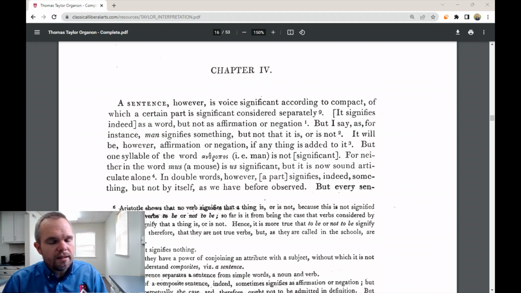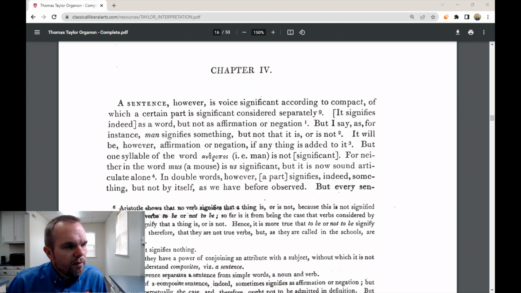Okay, now when we move on in this chapter, this is why I talked about the trouble that translation can give us. The reading of these first two or three sentences can be very confusing. And the reason why is because in the second sentence here, we read, it signifies indeed as a word, but not as affirmation or negation. And it starts with the pronoun it. And based on the first sentence, we don't know what it is referring to.